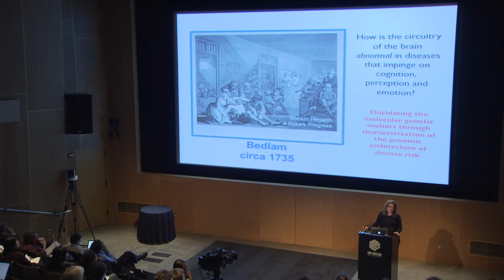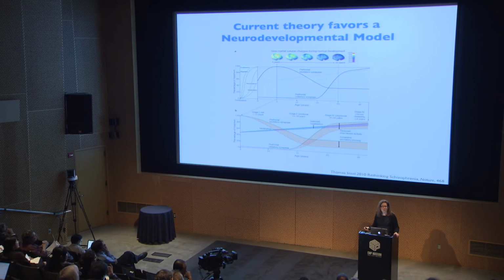The way I've been doing this over the years, and I think this has only recently begun to pay off, is to try to fully characterize the entire genomic architecture, all of those things that lead to increased risk for these diseases. The current theory of what is wrong in schizophrenia, bipolar disorder, and autism, and this talk is way too short for me to cover autism at all, is that they're neurodevelopmental abnormalities.